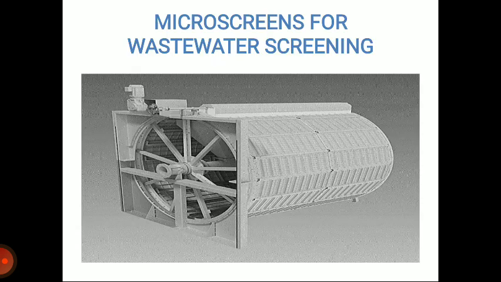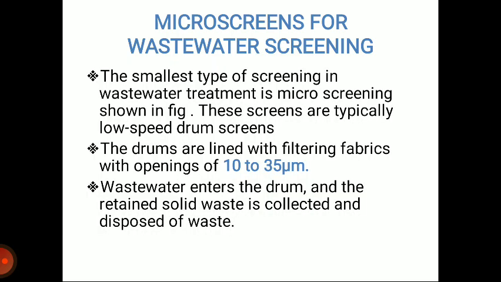This is an example of the equipment for microscreening for wastewater screening. The smallest type of screening in wastewater treatment is microscreening, shown in the figure. These screens are typically low speed drum screens. The drums are lined with filtering fabrics with openings of 10 to 35 micrometers. Wastewater enters the drum and the retained solid waste is collected and disposed of.